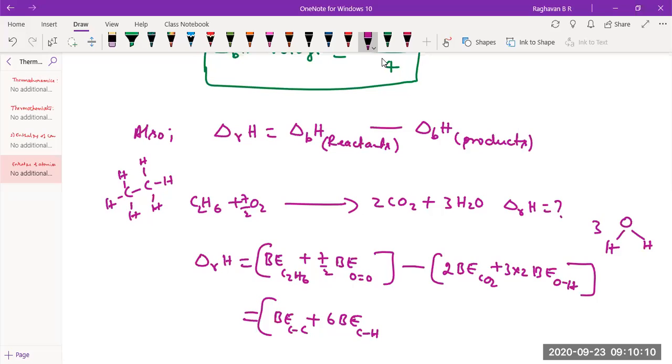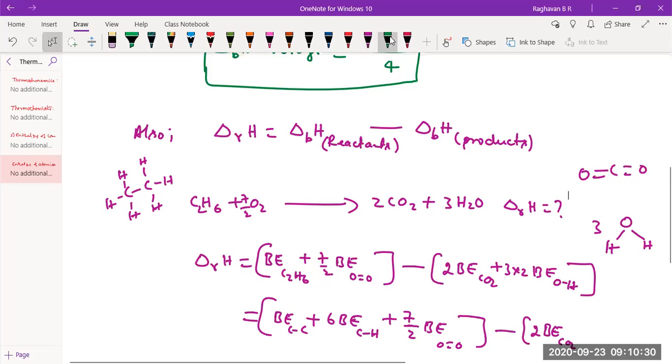Likewise, 7 by 2 times bond enthalpy of O double bond O, and then this thing. Okay, same thing. 2 times bond enthalpy of carbon dioxide. Here also, carbon dioxide has C double bond O, right? How many are there? 2 into this. Let me write that part here like this. What it becomes? 2 times into 2, because 2 carbon dioxide. Bond enthalpy of C double bond O, plus 3 into 2 times bond enthalpy of OH. This much is the thing.